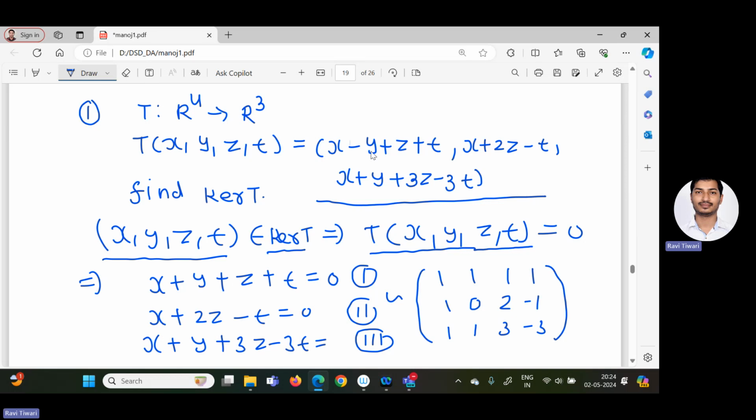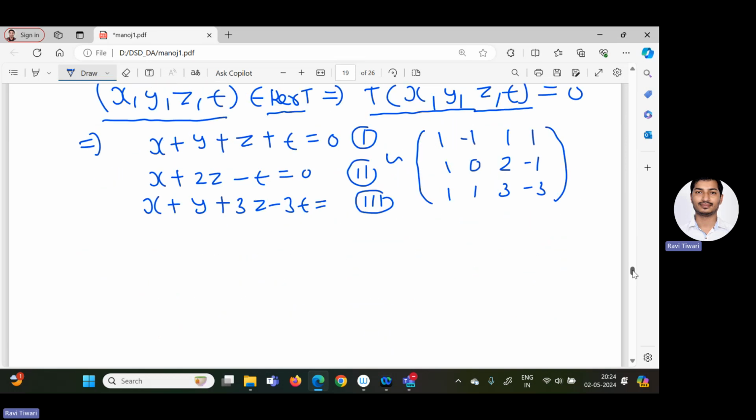X minus y. So this element will be what? Minus 1. So now how can you convert into row echelon form? We can apply R2 is replaced by R1 minus R2, and R3 is replaced by R1 minus R3. So what we can get? 1, minus 1, 1 and 1.